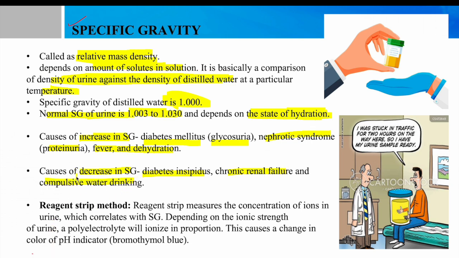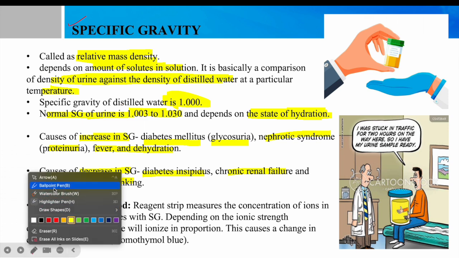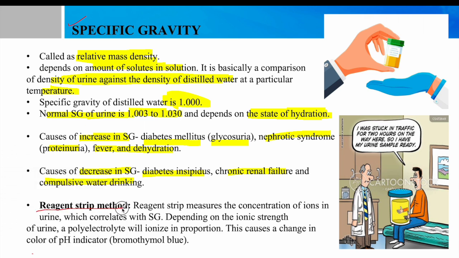Now there are 2-3 methods for measuring specific gravity. One is the urinometer method and another one is the reagent strip method. For us, the reagent strip method is important. In this method, the strip measures the concentration of ions in the urine, which correlates with the specific gravity. Depending upon the ionic strength of the urine, a polyelectrolyte will ionize in proportion, and this will cause a change in the color of the pH indicator, that is bromothymol blue, and we will get the specific gravity.